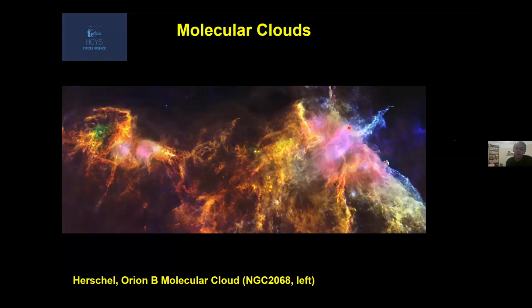So this direction is north in that picture. And the Horsehead is basically just the end of one of those little filaments. And all the bright stars in Orion illuminate the cloud from this end and heat it up. And that's why that part is blue and the other side is reasonably red.